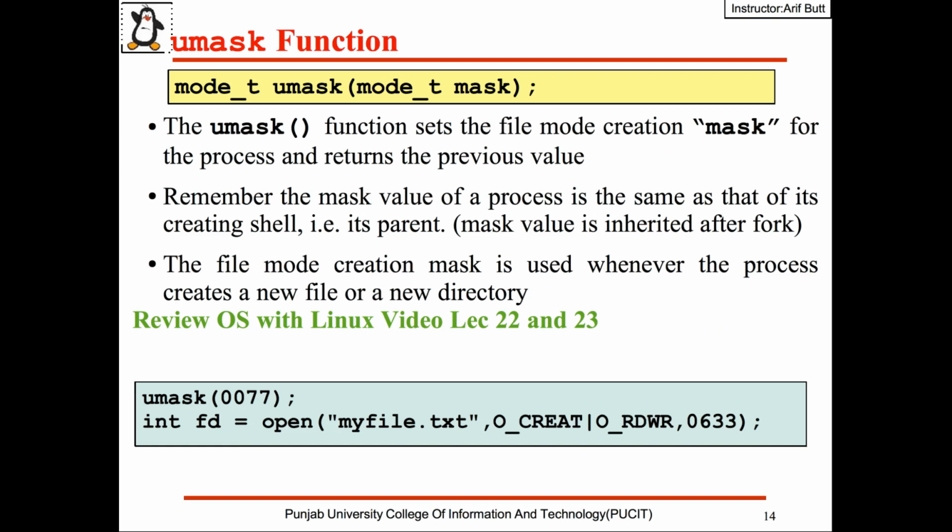Okay, finally umask. We all know about the umask. The umask function sets the file mode creation mask for the process and returns the previous value. If you are comfortable with this, it's fine. Otherwise, please go through video lectures 22 and 23, in which I have talked in detail about the permissions and the umask values. Anyway, this is the code snippet, and once you run this and the file is created, the resulting permission will be 0633 and not 077, and that will be, of course, I think 600. That means read and write permissions for owner and no permissions for group and others.